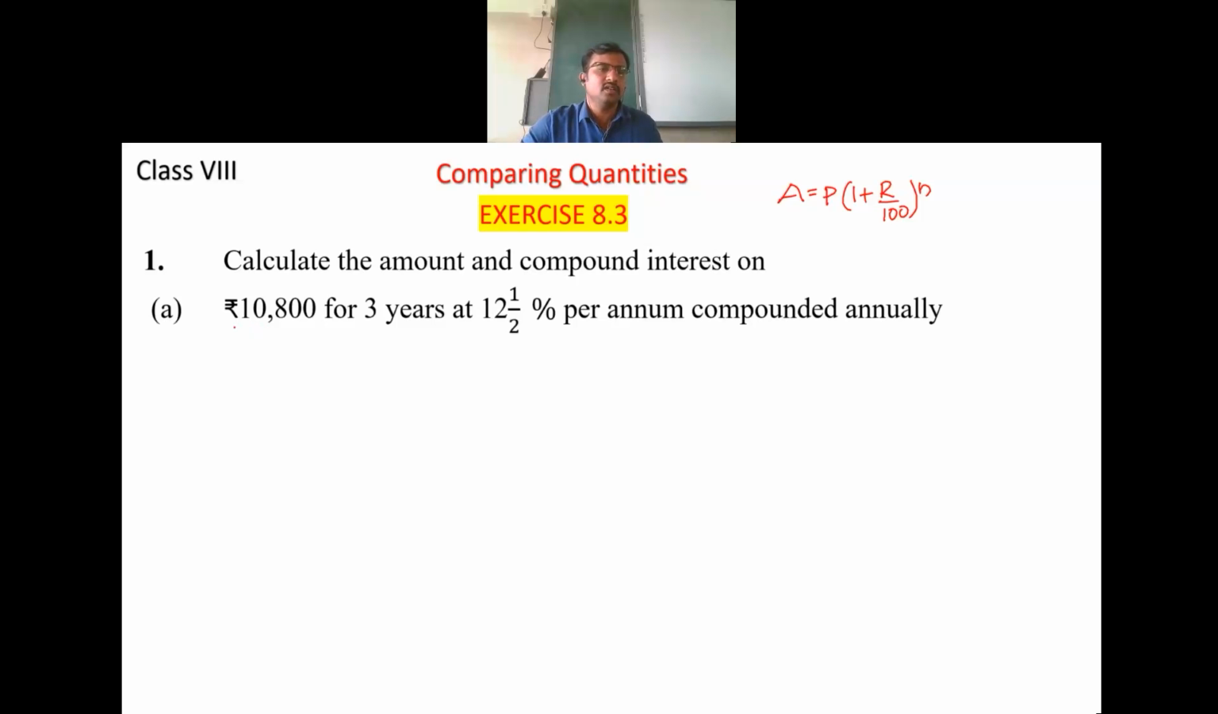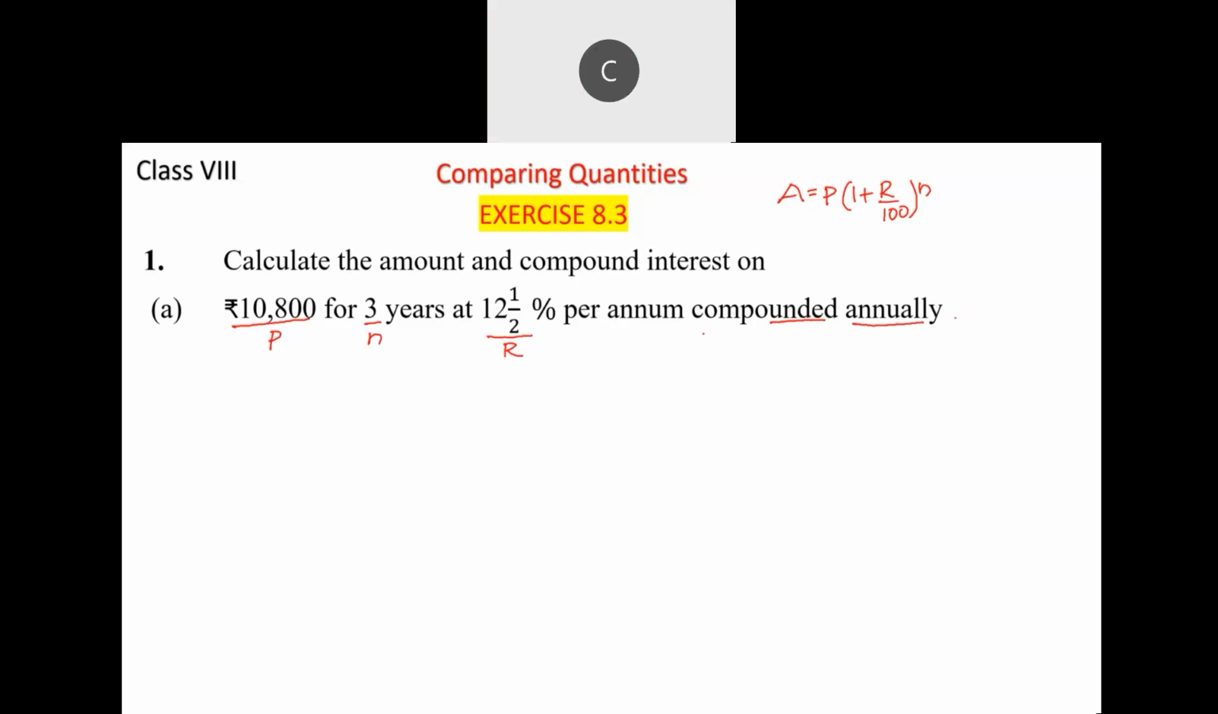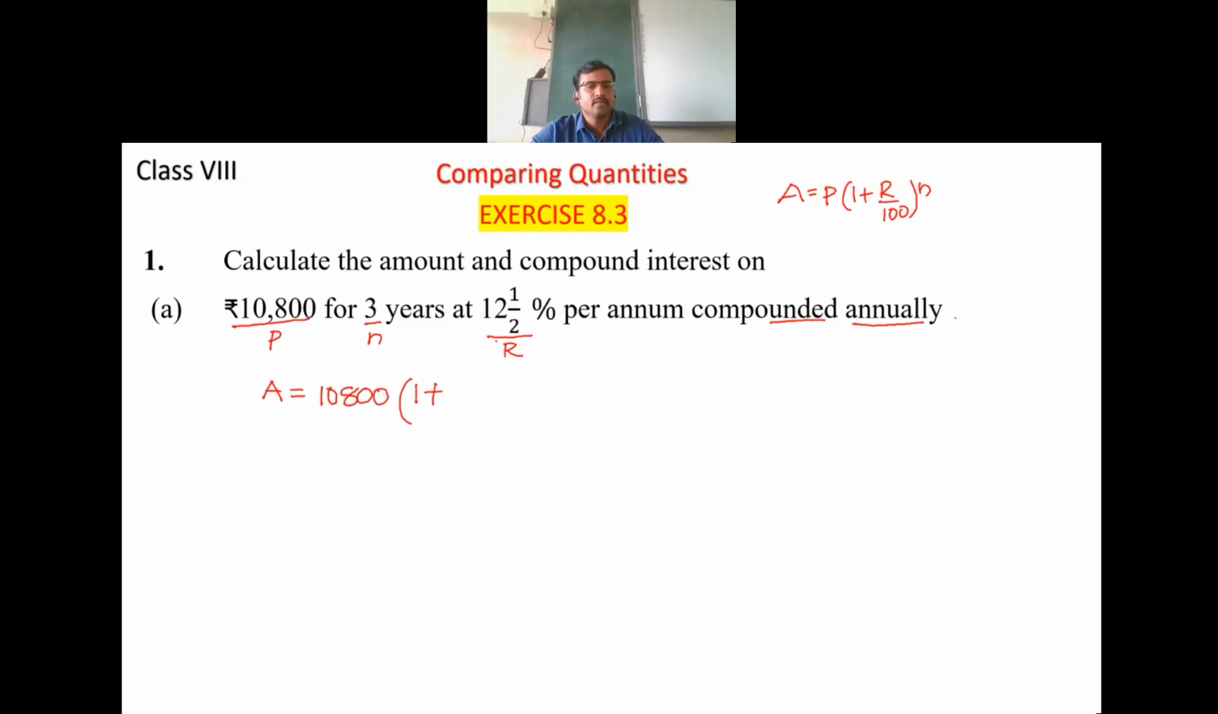This particular thing, 10,800 is the principal amount and it is taken for 3 years, the number of years, and 12.5% is the rate of interest. The question is to find the amount as well as the compound interest when it is compounded annually. So when it is compounded annually, there is no issue, we can use this formula. Let's substitute the values to find the amount. Amount will be equal to P, which is 10800 into 1 plus rate of interest.